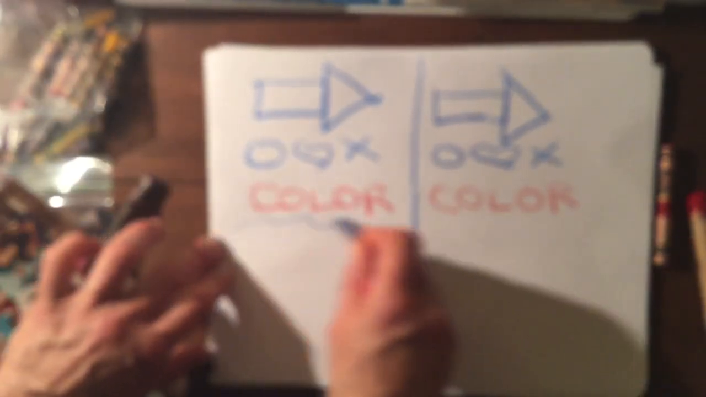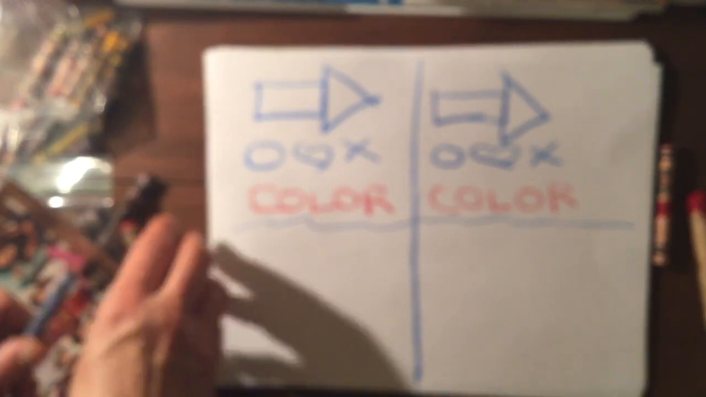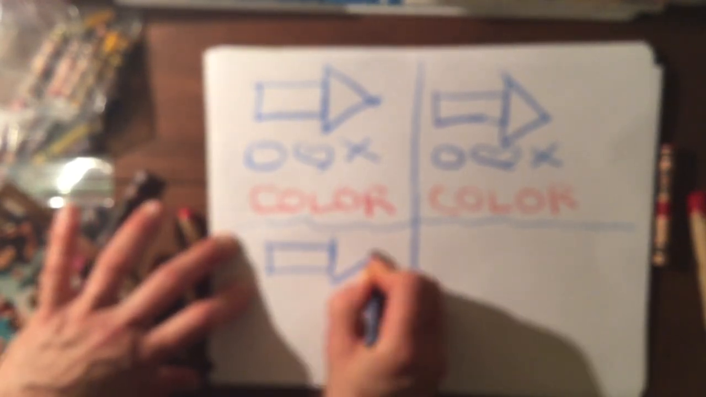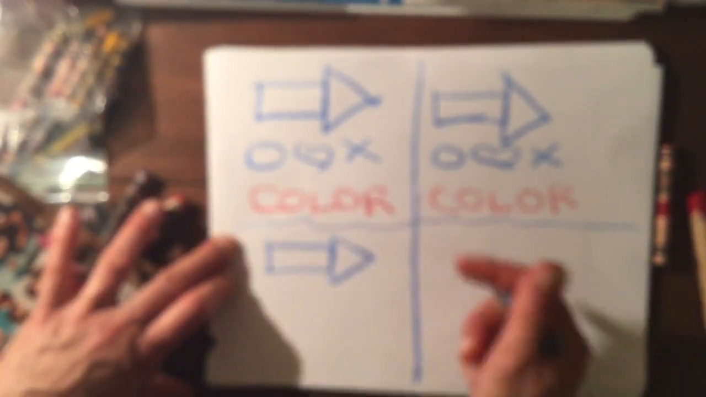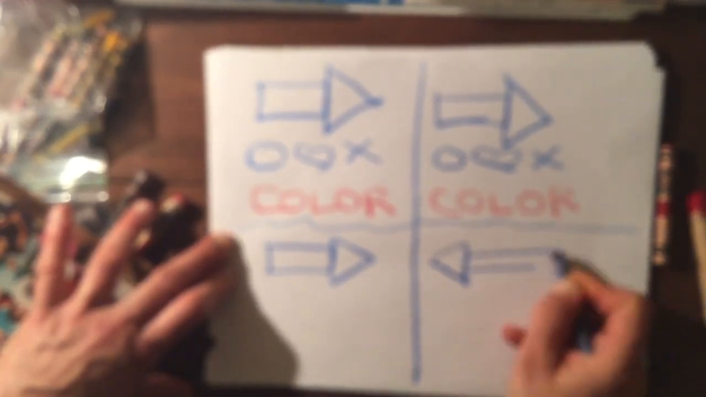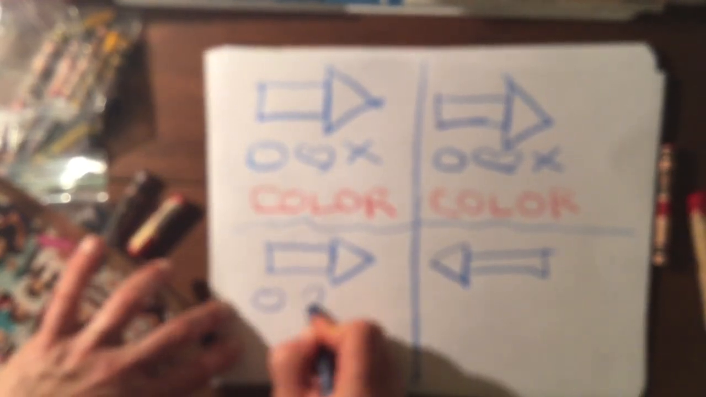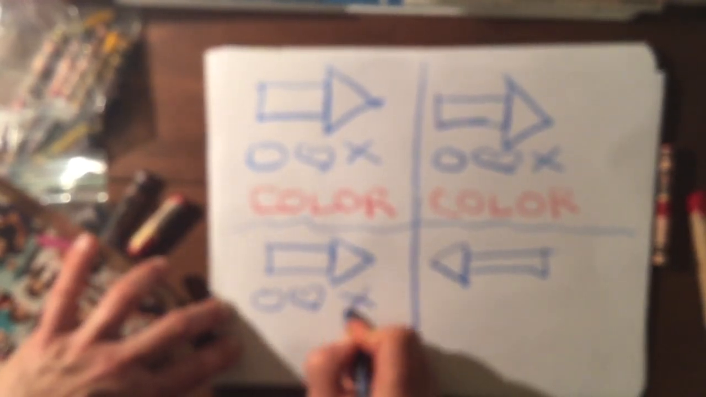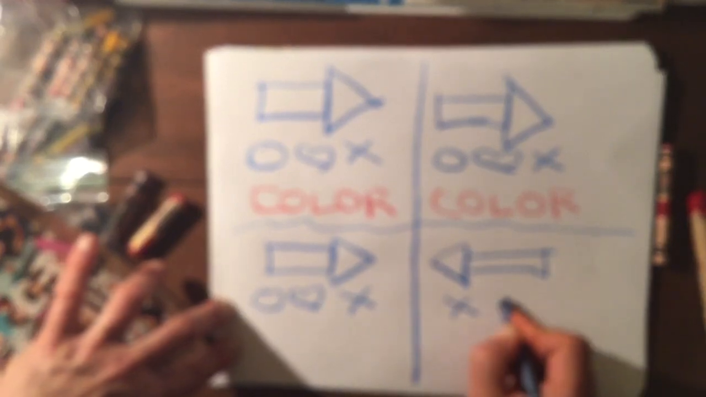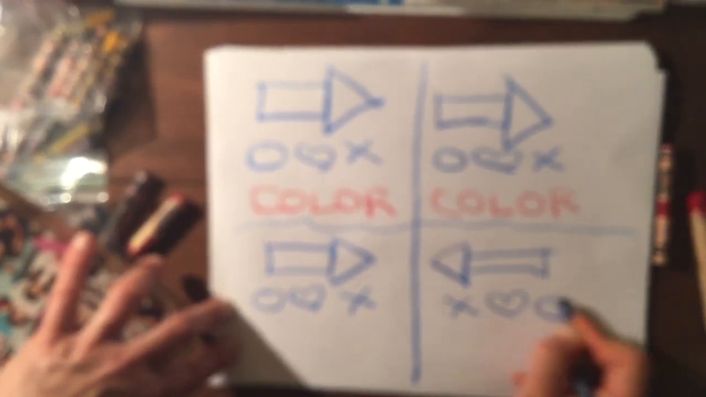So now I'm going to show you what mirror symmetry looks like. If I draw an arrow here, mirror symmetry is like when you're looking in a mirror and it flips over. So I have to draw my arrow facing this direction. If I do mirror symmetry with a pattern, circle, heart, X, it's not that. I need to flip it. So now it becomes X, heart, circle.